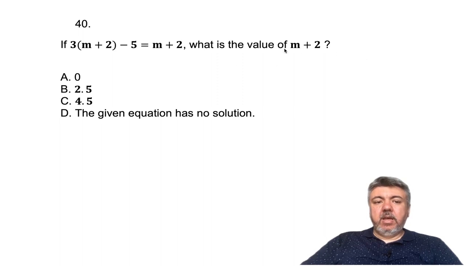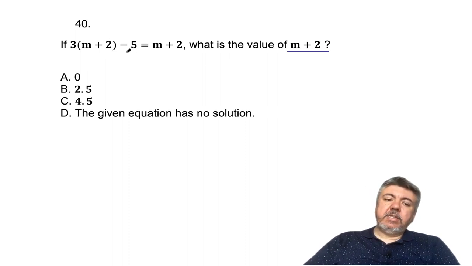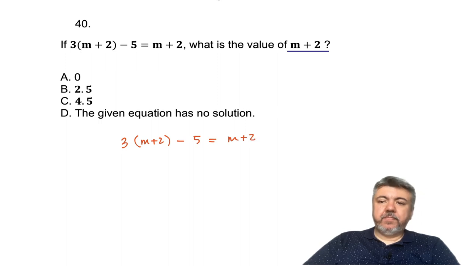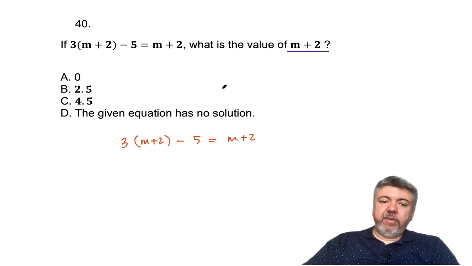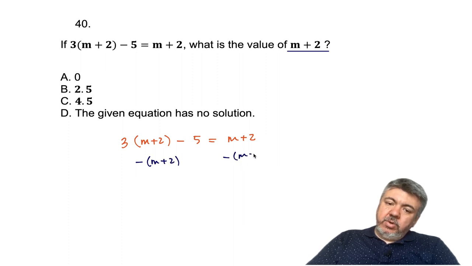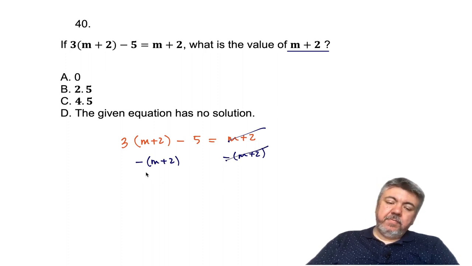Question 40. They are looking for the value of m plus 2. I have something to show you. Like this: 3 times (m plus 2) minus 5 equals m plus 2. I'm thinking of this m plus 2 as something concrete. Add minus (m plus 2) here and minus (m plus 2) here. This is going to cancel all the m plus 2's on the right. Here we have 2 m plus 2's now.